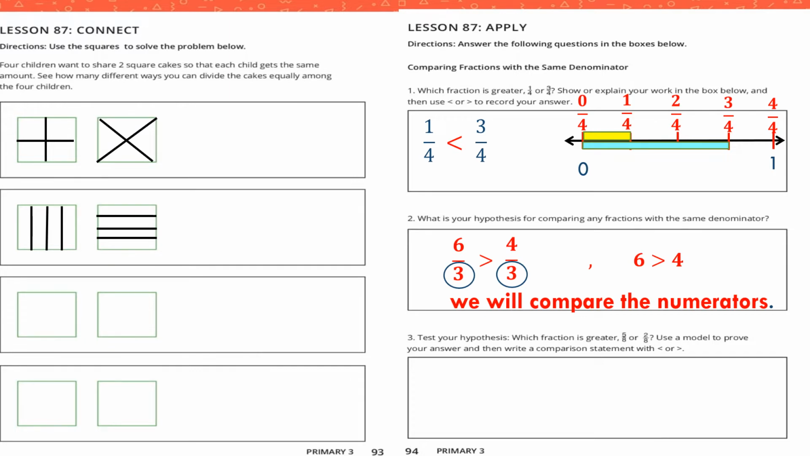The last example here. Which fraction is greater, 5 over 8 or 2 over 8? You must ask yourself, is it a crazy fraction or normal fraction? Yes, it's a normal fraction. Why? Because we have same denominators. So compare the numerators together. Which is bigger in normal, 5 or 2? Yes, 5 is bigger than 2, so 5 over 8 is bigger than 2 over 8.